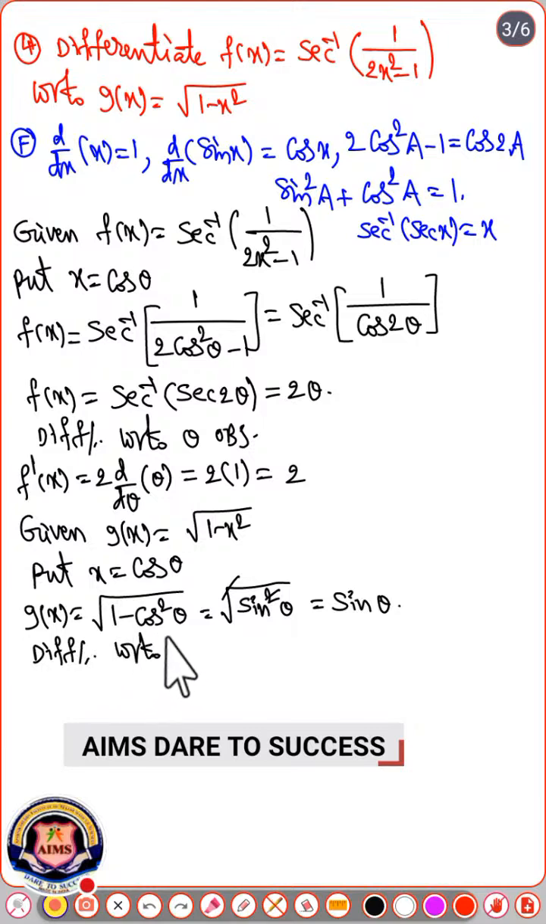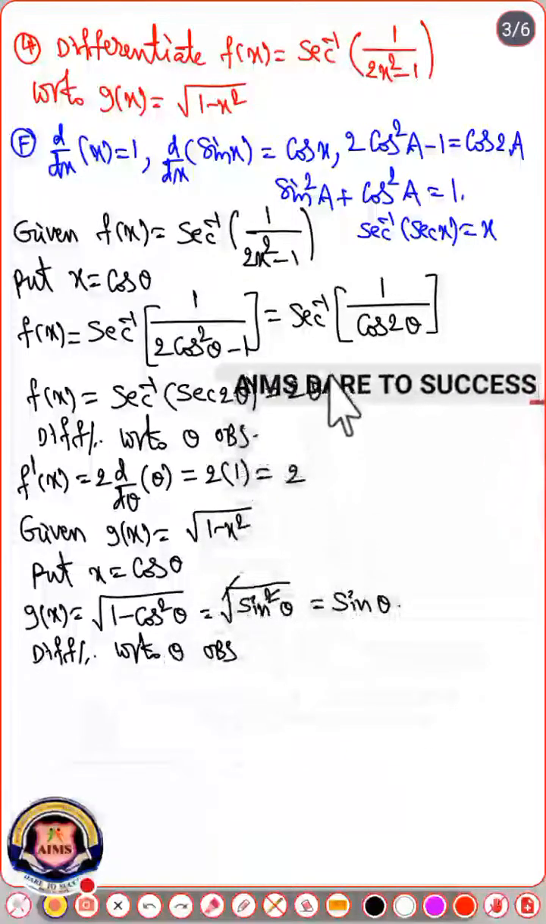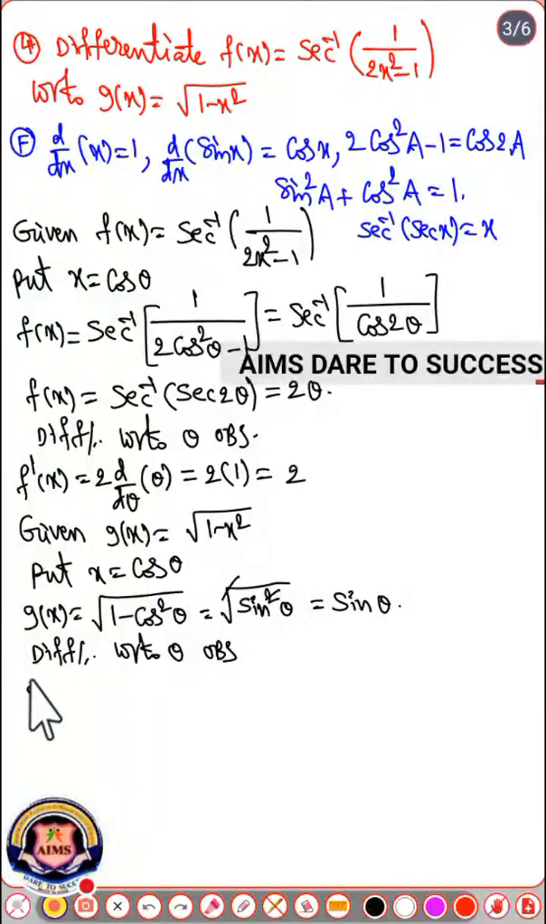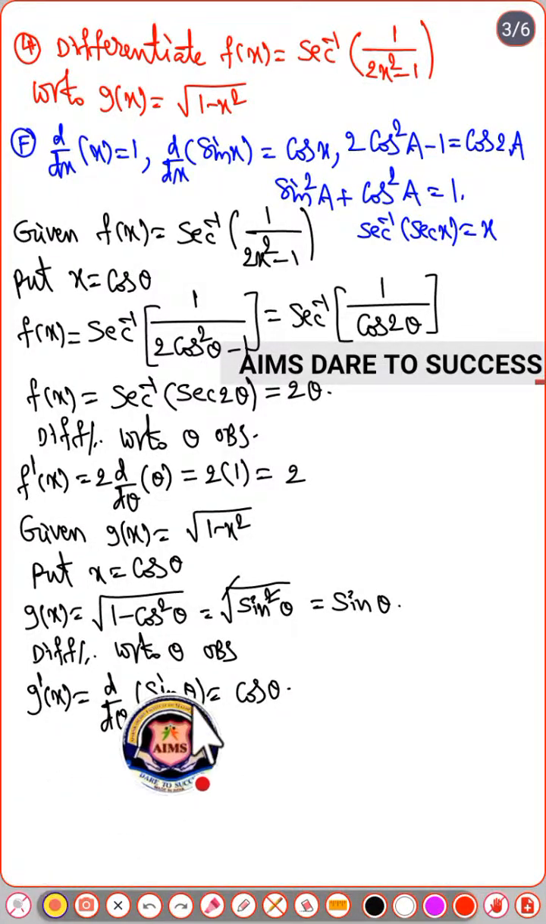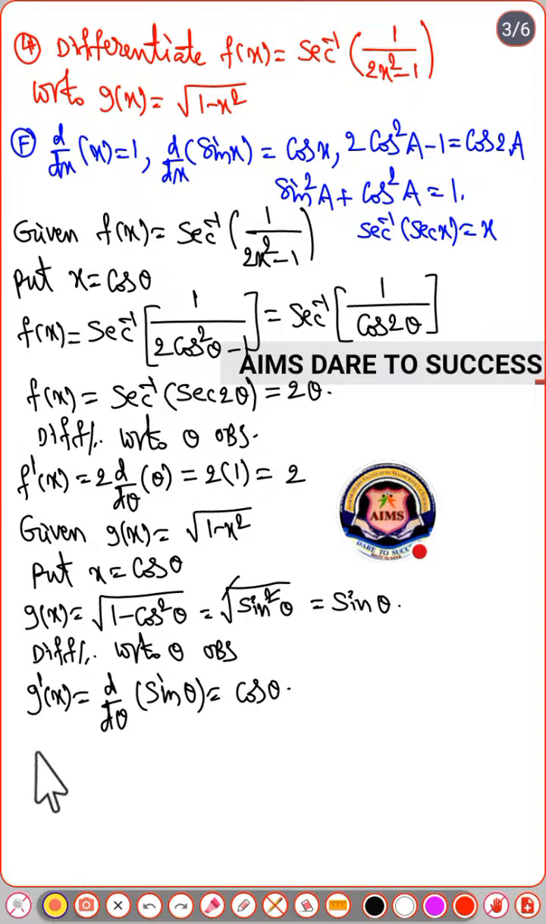Next, differentiating with respect to theta on both sides, we get g dash of x is equal to d by d theta of sin theta, which is cos theta. So what shall we do my dears? Next, we take the first function derivative f dash of x divided by the second function derivative g dash of x. So f dash of x value is 2 divided by g dash of x value, which is cos theta. Okay, 2 by cos theta.